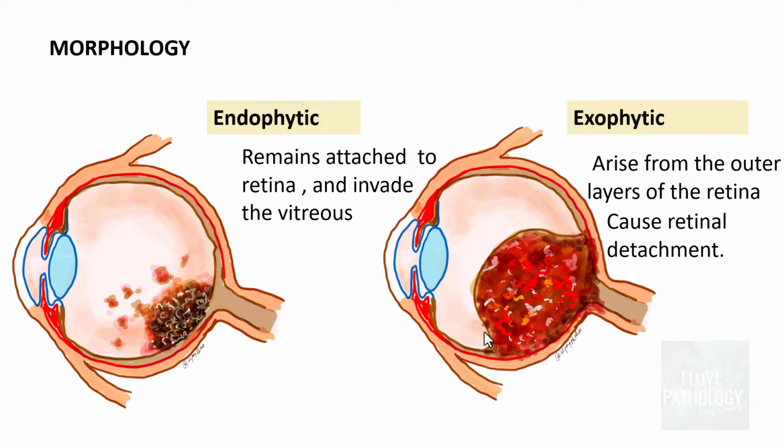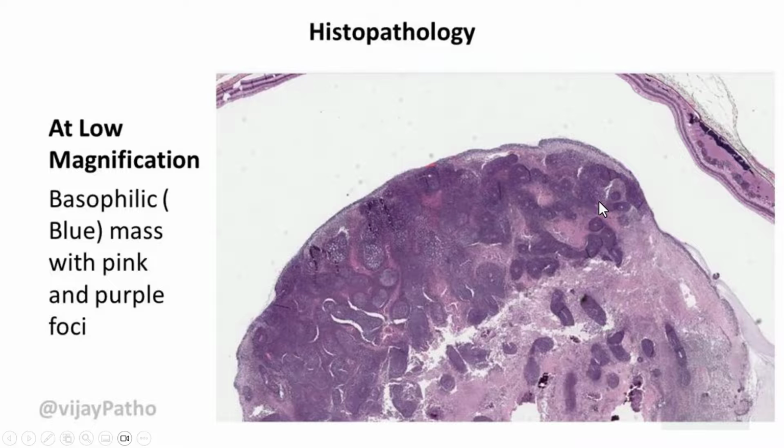And remember, there is always a possibility that most retinoblastomas can be a combination of both endophytic and exophytic forms. Histopathologically, at low magnification itself, you can easily identify retinoblastomas because it looks as if you're looking at a basophilic mass with pink and purple foci.